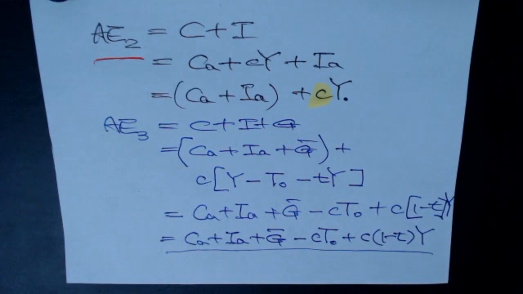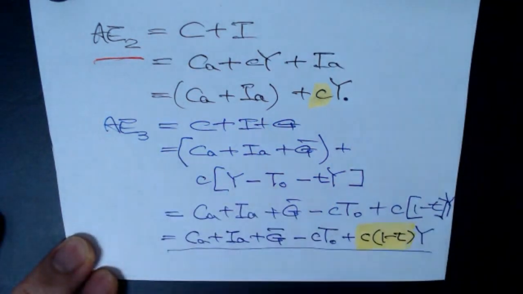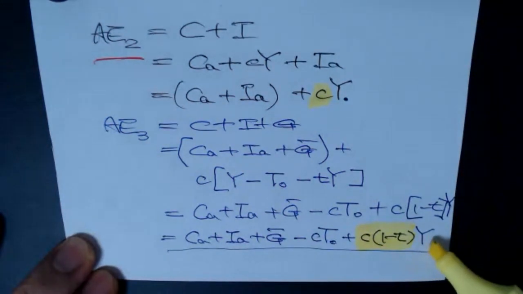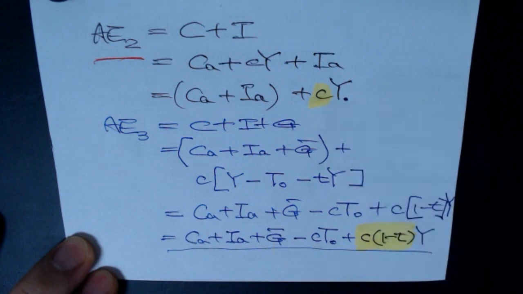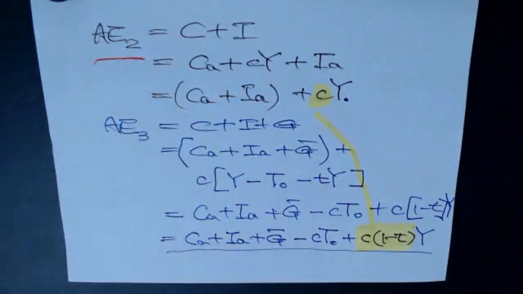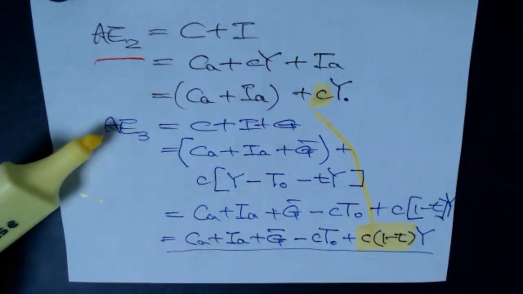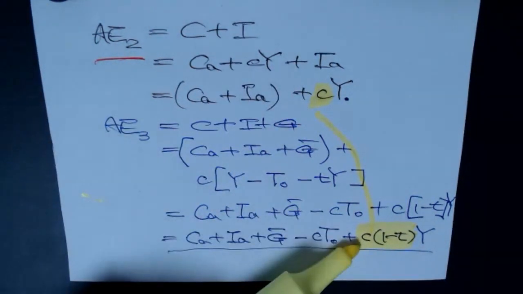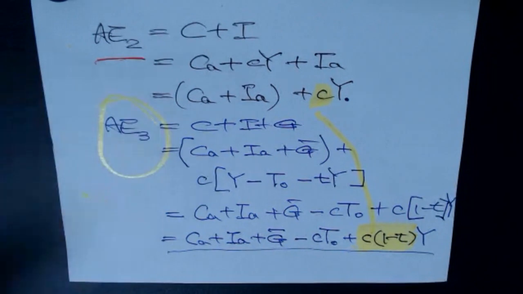And what is the slope of this aggregate expenditure? This one. The number in front of Y. That is the slope, the number in front of Y. So we have two different slopes, right? In the two-sector model, the slope was C. In the three-sector model, the slope turned into C(1 - t). And I said that in the three-sector model, the slope is always smaller.